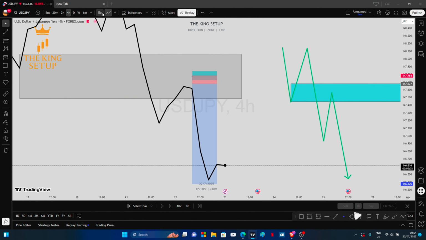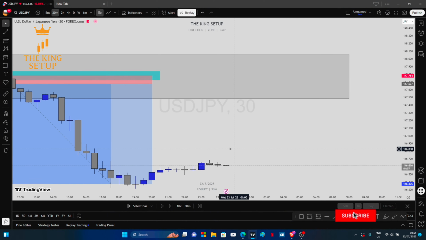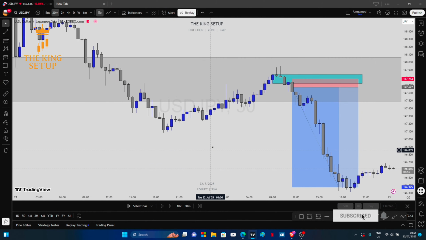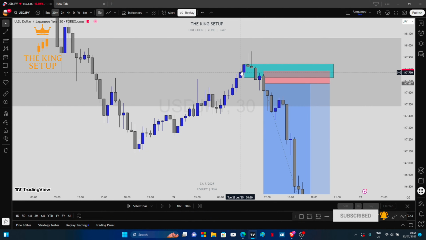So I will switch to M30, and after I switch to M30, I will wait for the price to give me an engulfing sell on M30. This is the first M30 engulfing sell. As you can see, this was the first M30 engulfing sell.